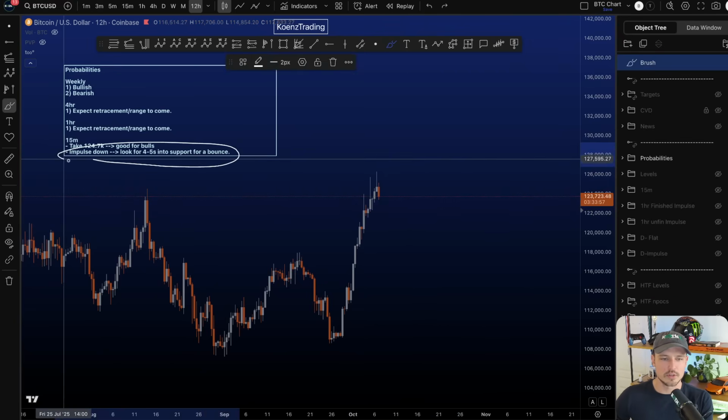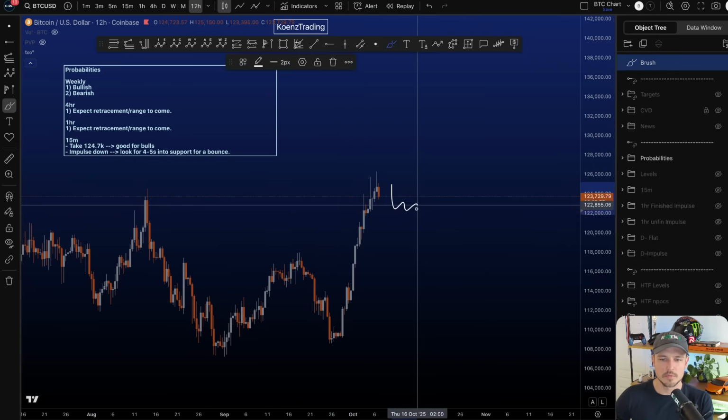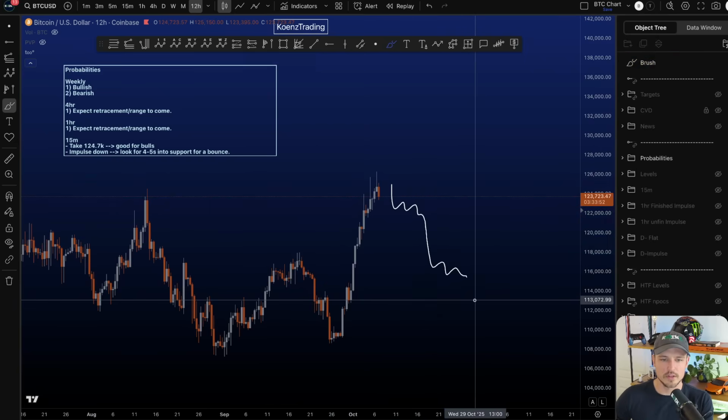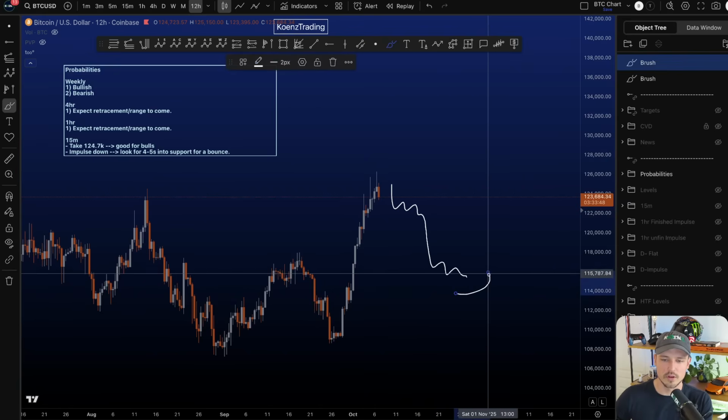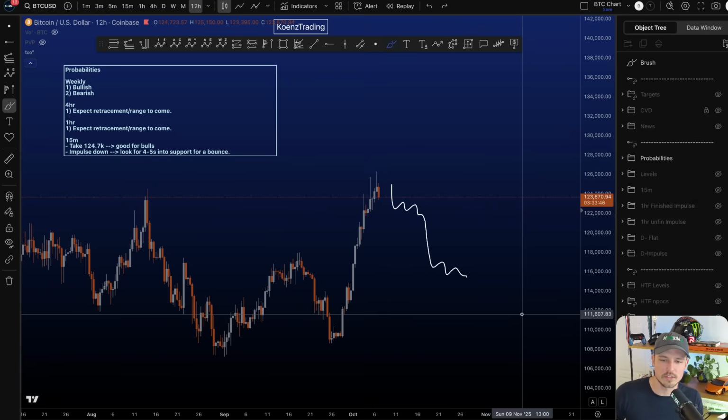If you get an impulse to the downside on the 15-minute time frame, your 1, 2, 3 and your 4, 5s, wait for the wave 4s and 5s, preferably in an area of support, decreasing volume, couple more lows, then aim for price to move back towards the upside and create a very nice tradable bounce.